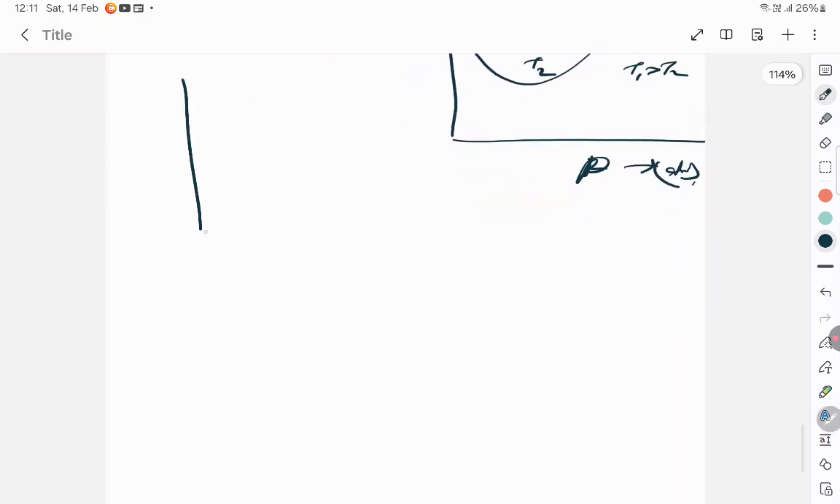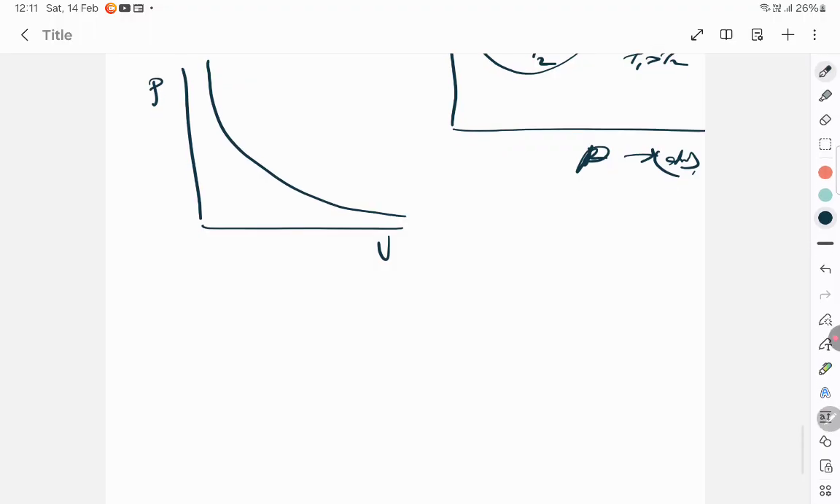Next graph is the Boyle's law graph. P is inversely proportional to V. This is for an ideal gas. For a real gas, it will not be exactly this; it will be somewhere below. You can draw it like this and say the higher the temperature, T1 greater than T2, the closer it is to ideal gas behavior, something like that. Okay, they will not ask you this.